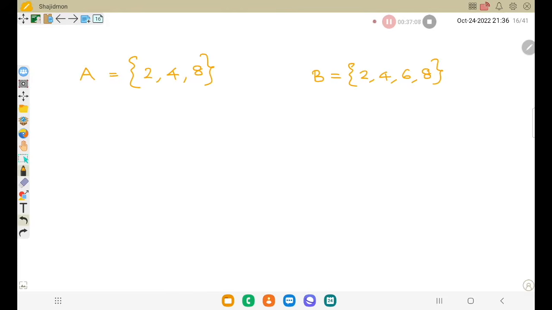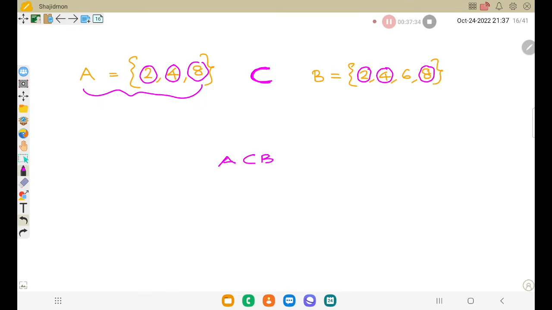Now you can see the meaning of subset. For all the elements of A, for example 2, it is already here. 4 is also here, 8 is also here. Correct. So all the members of A also belong to the set B. Then we can say A is a subset of B. We use this notation, the subset symbol. We can write: A is a subset of the set B.